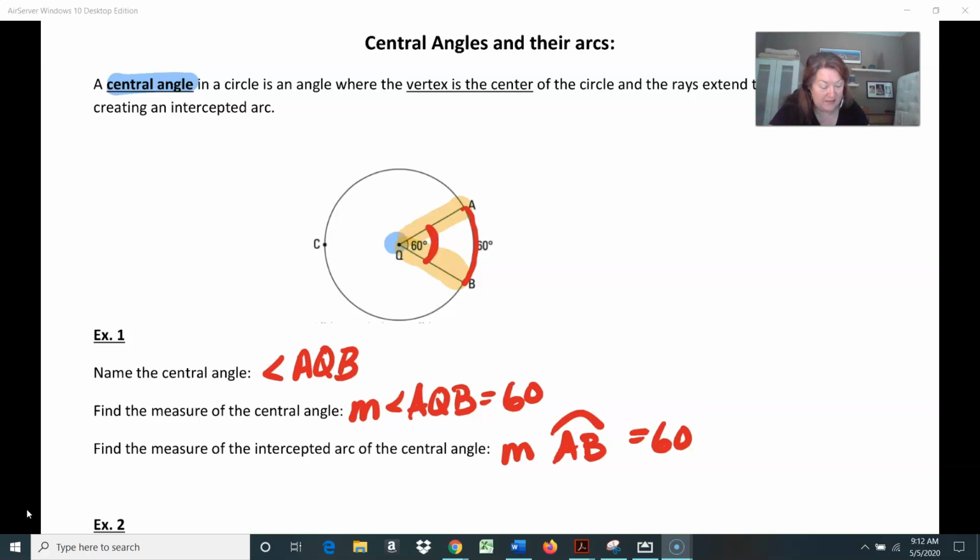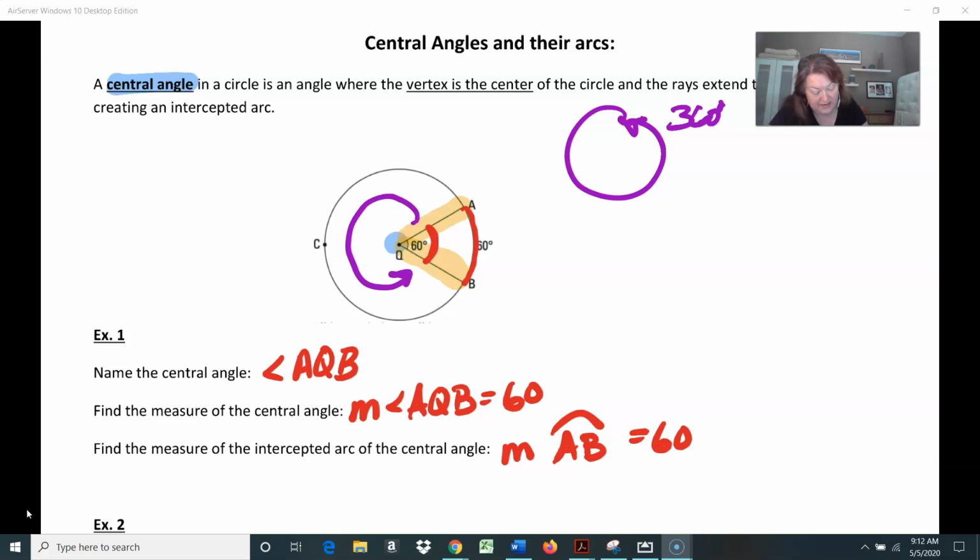So that's a review piece. Now, we want to also remind you that if we used a 60 here, the entire way around the circle equals 360 degrees, right? Circles are 360 degrees. So if this part of the angle is 60, then this part around this way has to be 300 degrees, and the arc that goes around this way also has to be 300 degrees.